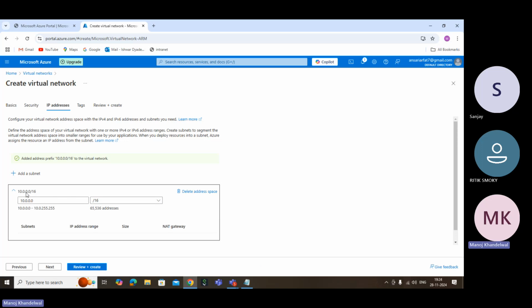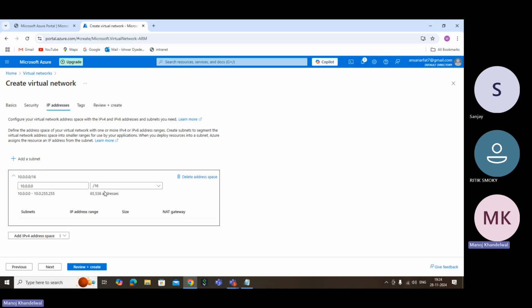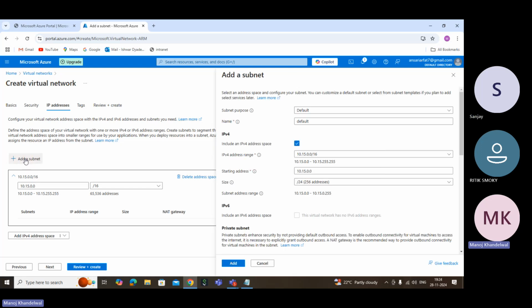Okay, here I want to change it, right? What is our network address for the exercise we did just now? 10.15, and it's /16, correct? So I'll use the same thing. Then we add a subnet to this. We know how to add the subnet, right?